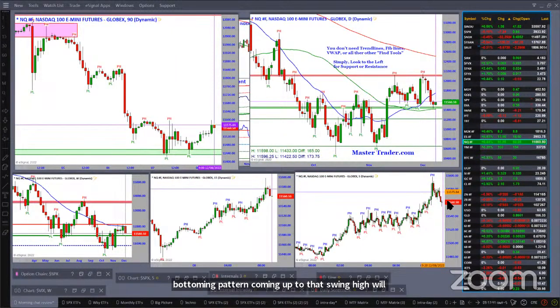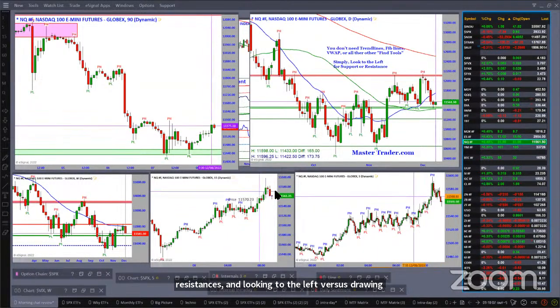backing off. So while there are things that are more difficult to understand when you're new to concepts, look at how reliable the concept of simple support and resistances and looking to the left is versus drawing trend lines and Fibonacci lines and Elliott waves. The simplicity of this is amazing.